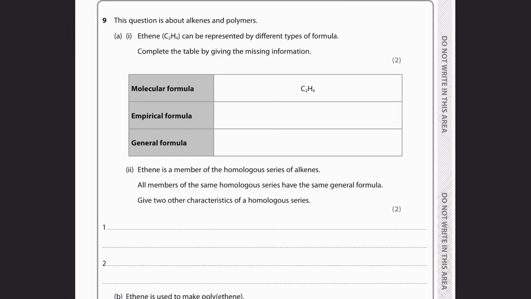Question 9. This question is about alkenes and polymers. So this is organic chemistry. Ethene, C2H4, can be represented by different types of formula. Complete the table by giving the missing information.